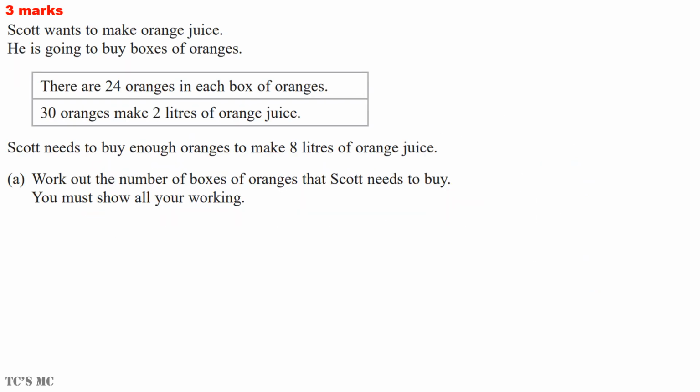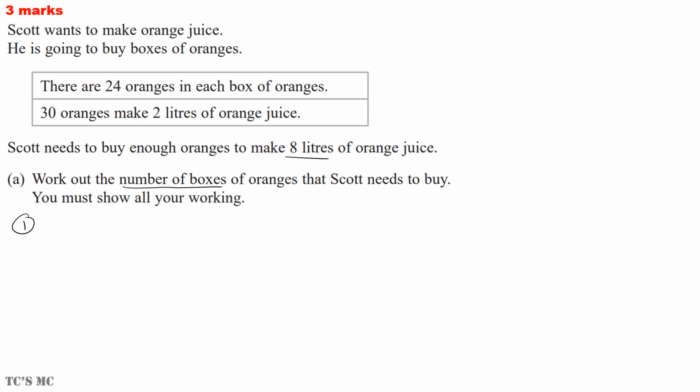Scott wants to make orange juice. He is going to buy boxes of oranges. There are 24 oranges in each box of oranges. 30 oranges make 2 liters of orange juice. Scott needs to buy enough oranges to make 8 liters of orange juice. Work out the number of boxes of oranges that Scott needs to buy. You must show all your working.